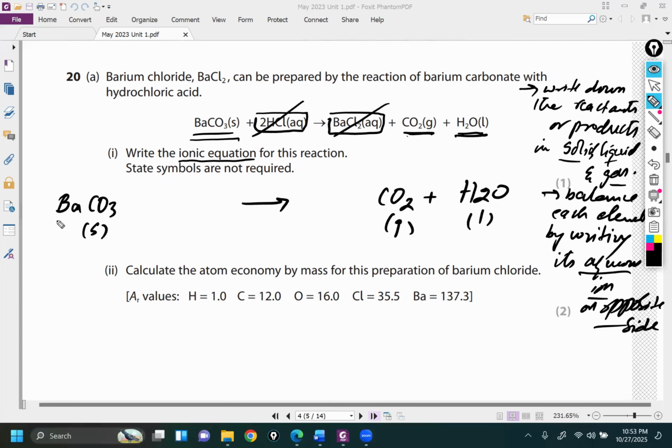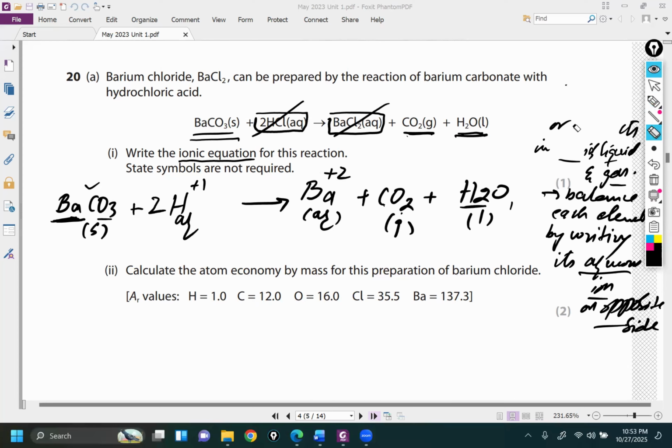How? Here, barium is present. On this side there is no barium, so you will balance this barium by writing its aqueous ion on the opposite side. Barium belongs to group 2, so this is okay. Carbon is 1, oxygen is 3, so this is 2 and 1, 3. Now we are not having hydrogen on this side. Hydrogen is present on this side. To write hydrogen on this side it must be an aqueous ion. There are 2 HCl, so there must be 2, and you will easily get the ionic equation.